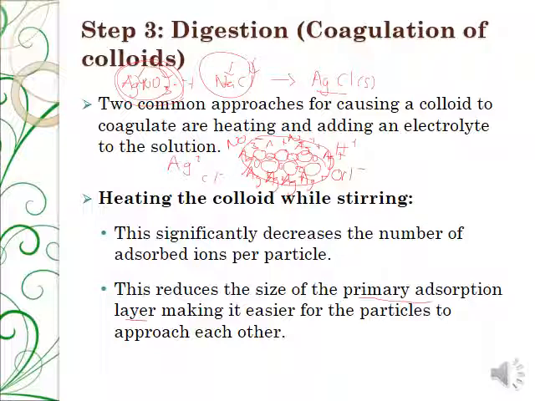So due to this primary adsorption layer saturated on the surface, how is the particle going to grow in size? Because it has to alternate silver chloride. When there's too much silver, it is very difficult for the chloride to approach. So when we heat this while stirring during the formation of the precipitate, we can reduce this primary adsorption layer. When we reduce this layer here, it is easy for the particles to approach each other and grow in size.